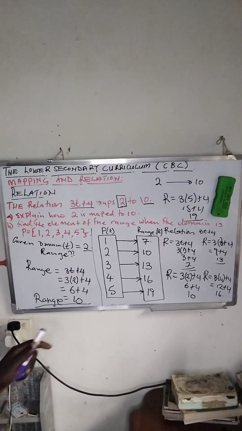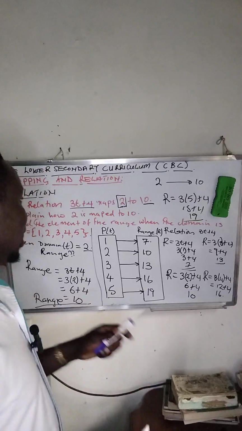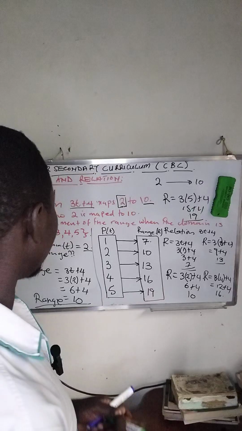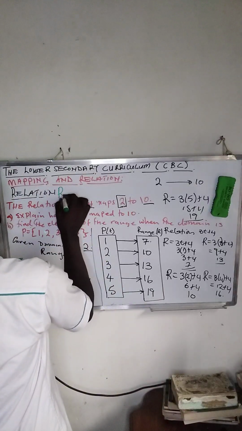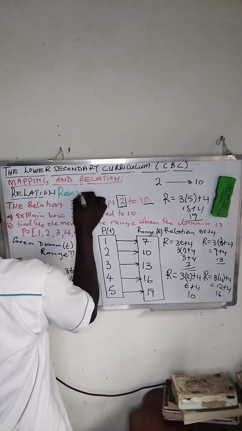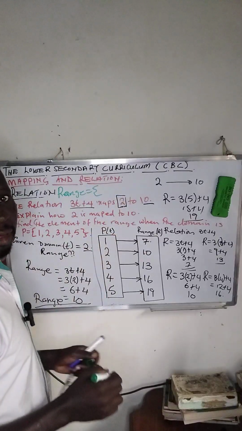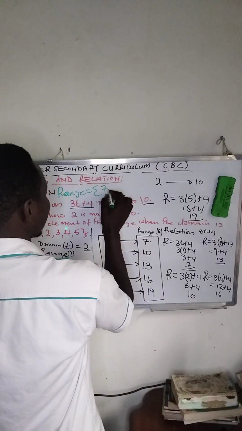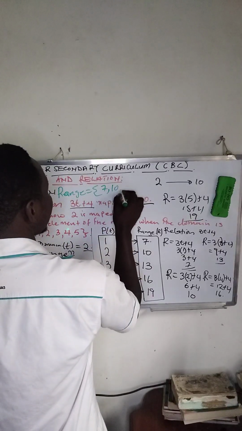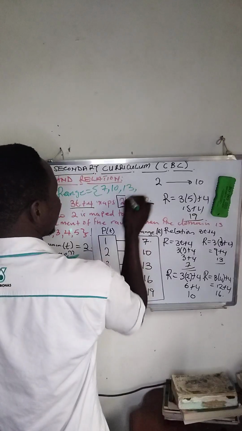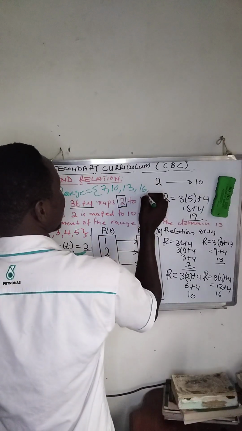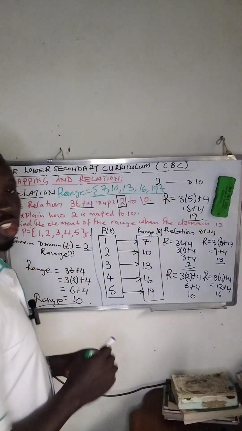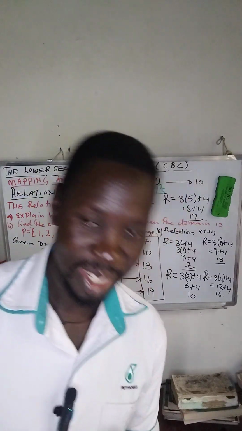That is the way we are dealing with that. And for information, it is just very simple for us also to identify that our range will be 7, 10, 13, 16, and 19. That is the range which is required.